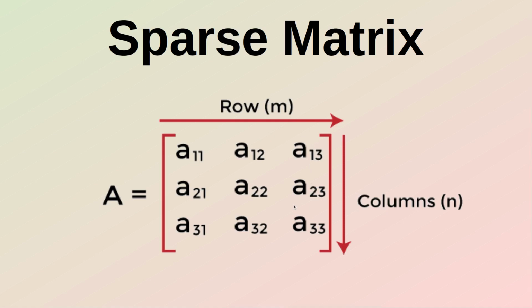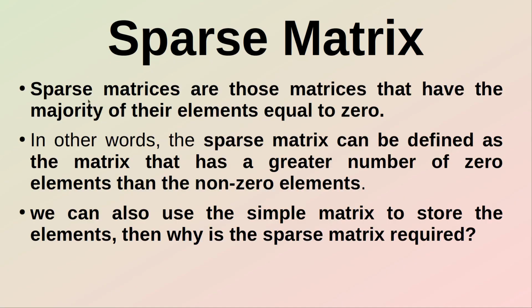So here there are 9 elements. So it is represented in the form of a 3 by 3 matrix. So this is one of the examples for the matrix. Now we move to what is a sparse matrix.